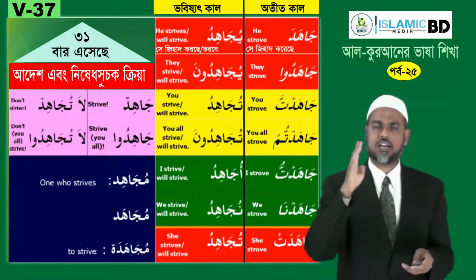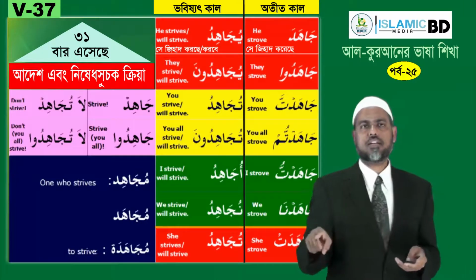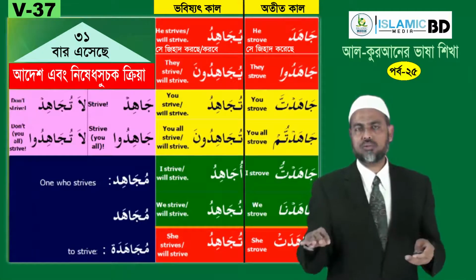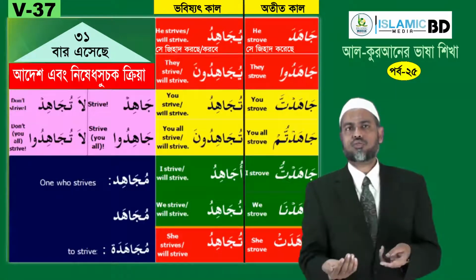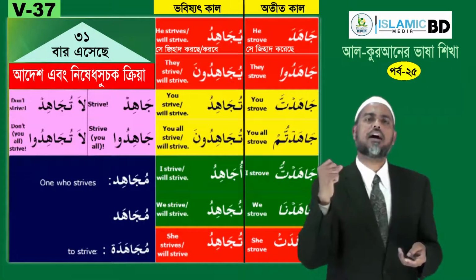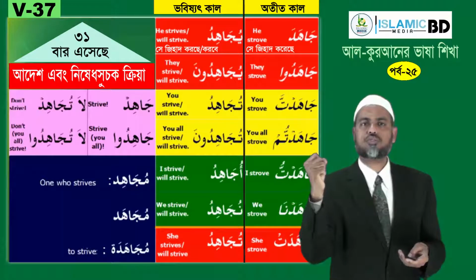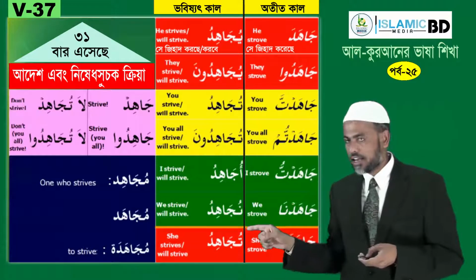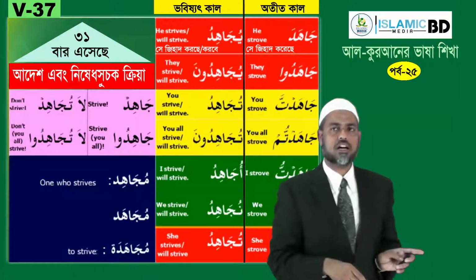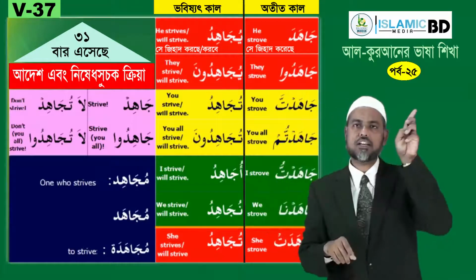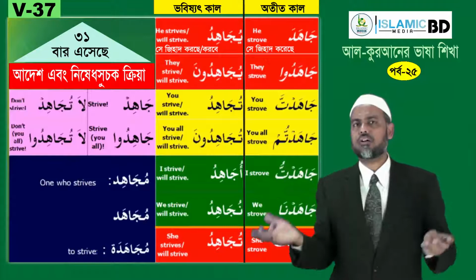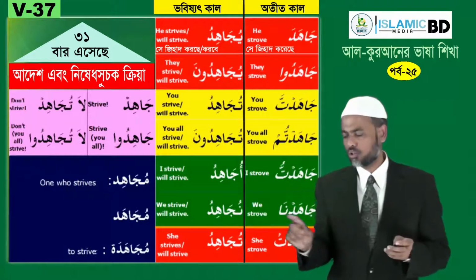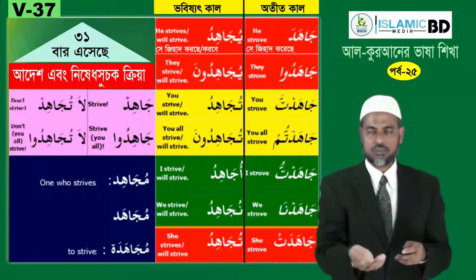Jahid, strive. Jahidu, strive. La tujahid, don't strive. La tujahidu, don't strive. Mujahid, one who strives. Mujahad, against whom the strife is made, and mujahada, to strive. Jahadat, that's huwa yujahidu here, Tujahidu, she strives. Okay, so we got all these forms.